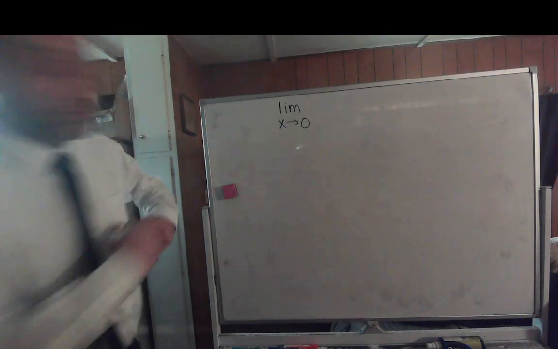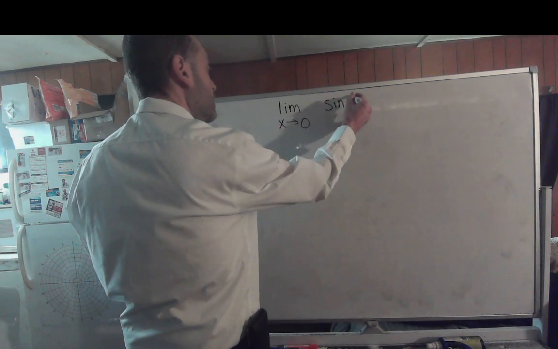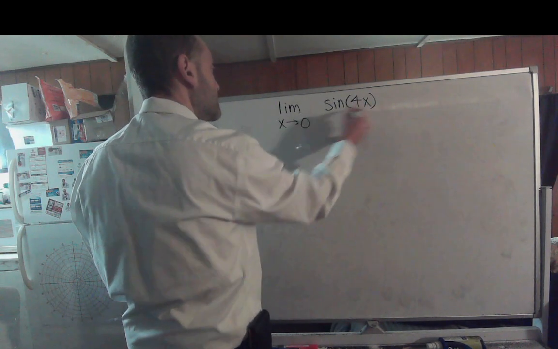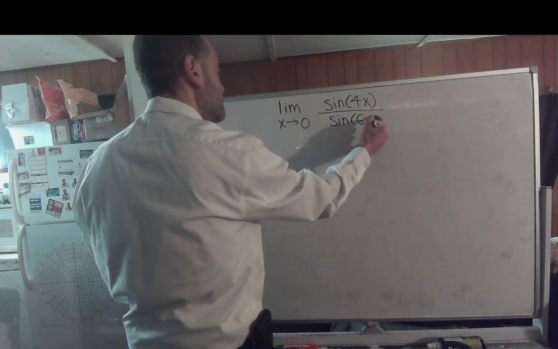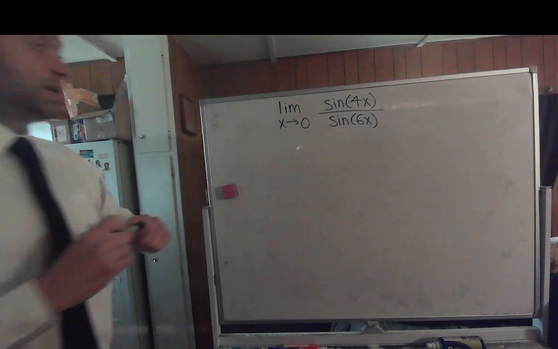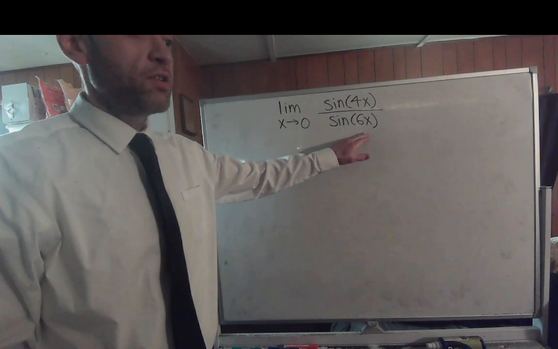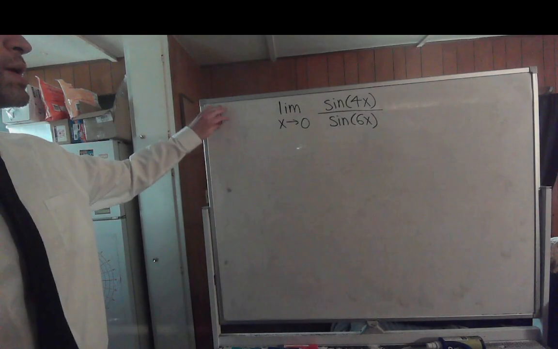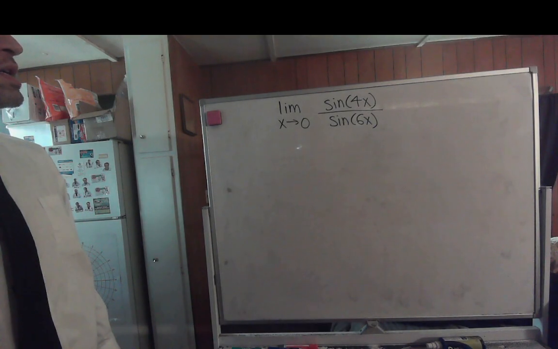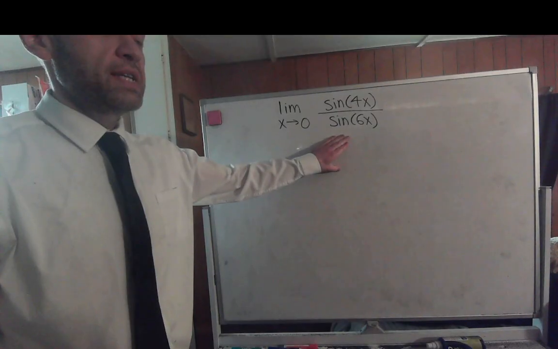Alright, so we're taking the limit as x approaches 0 of the sine of 4x divided by the sine of 6x. Well, again, if we do direct substitution, you would get the sine of 0 over the sine of 0, which would give you 0 over 0, which is an indeterminate form. Well, that's a problem. So how are we going to remedy that? We don't have anything we can work with just yet.